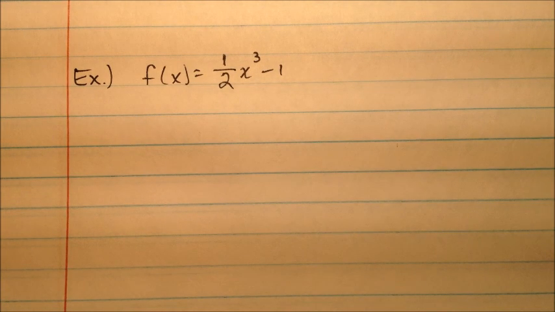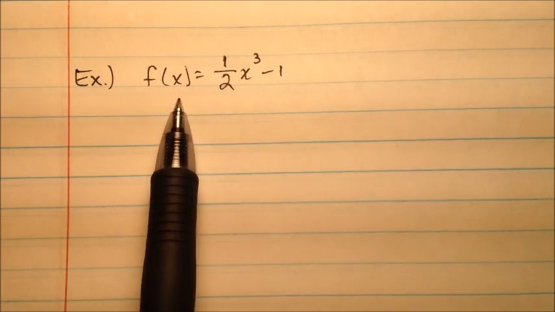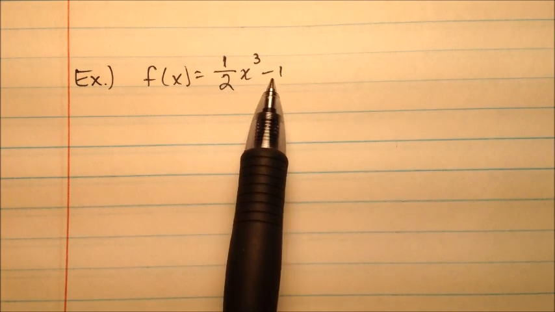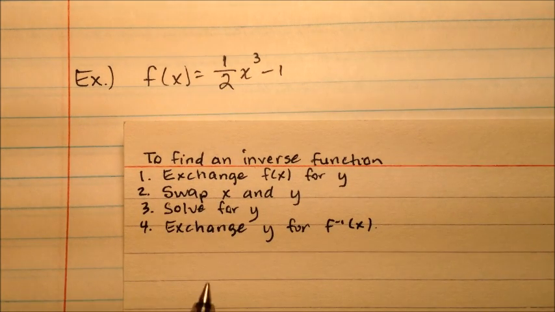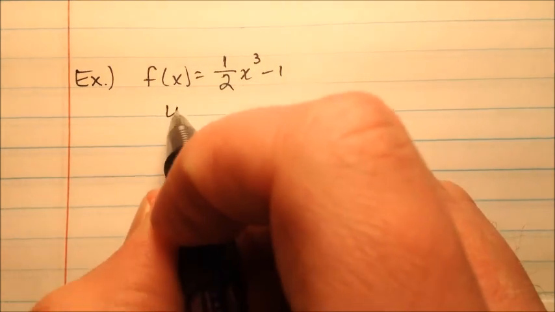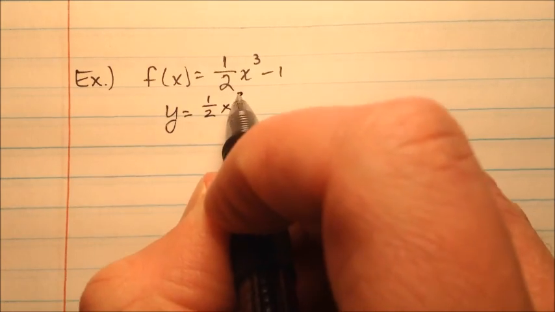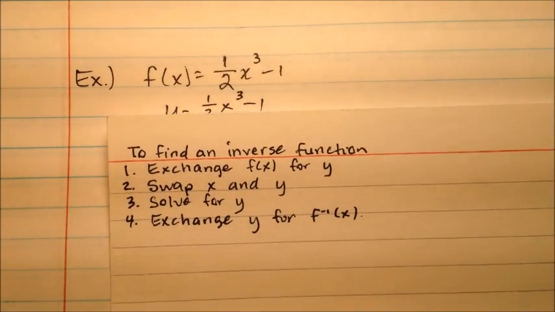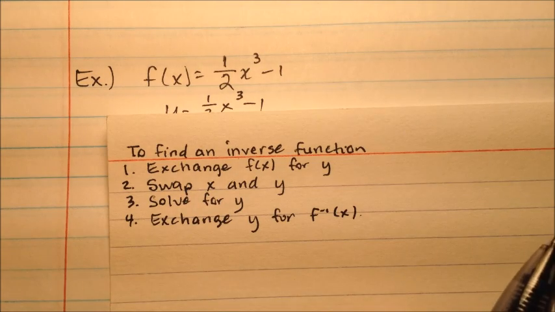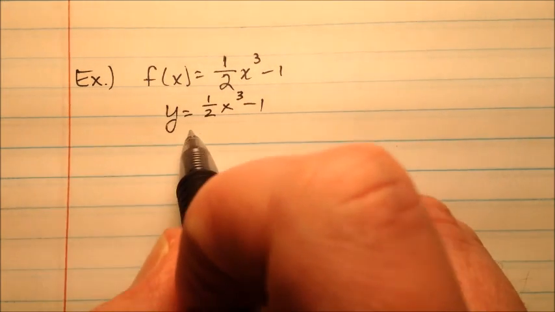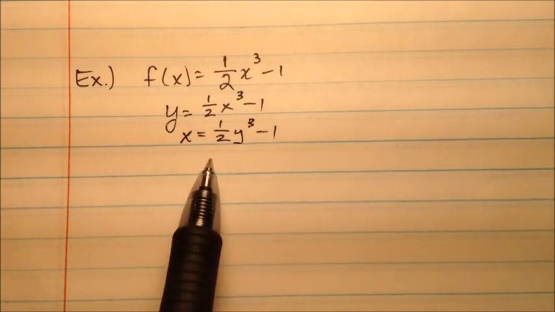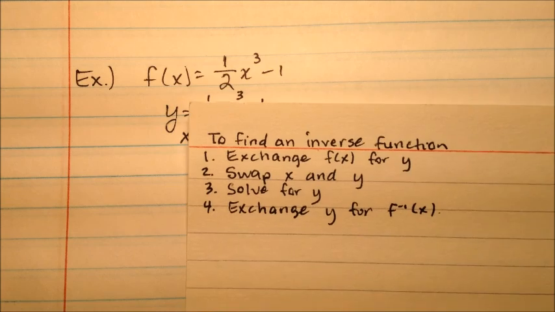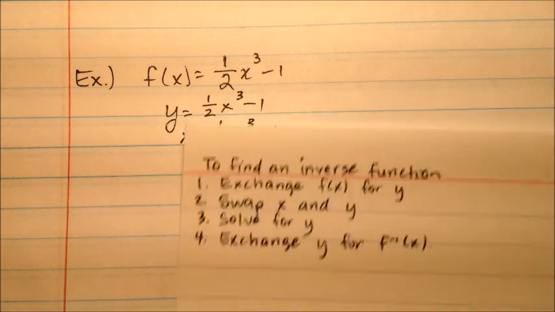In this third and final example, we're going to look at the function f of x equals 1/2 x cubed minus 1. So if we go back to our 4 steps to find an inverse function, the first one is to exchange f of x for y. So we'll write this as y equals 1/2 x cubed minus 1. And then the second step says to just swap the x and y. And again, we've discussed a couple of times now what happens when we do that. So we have x equals 1/2 y cubed minus 1. And then number 3 is to solve for that y.